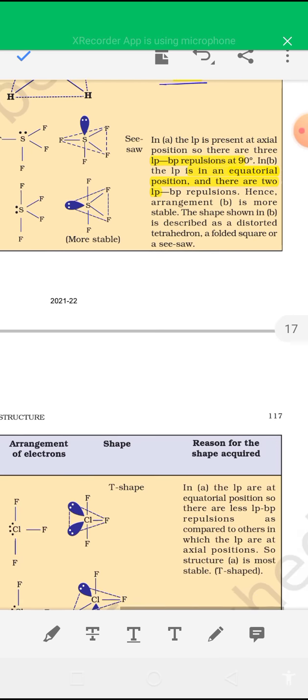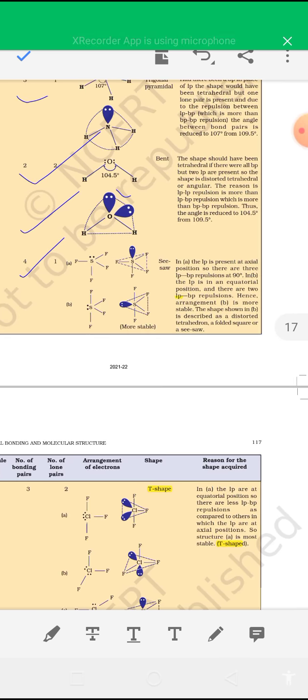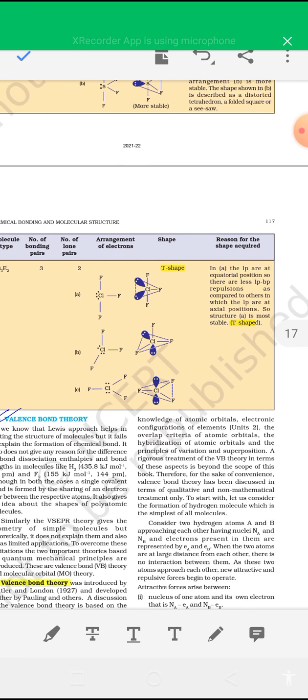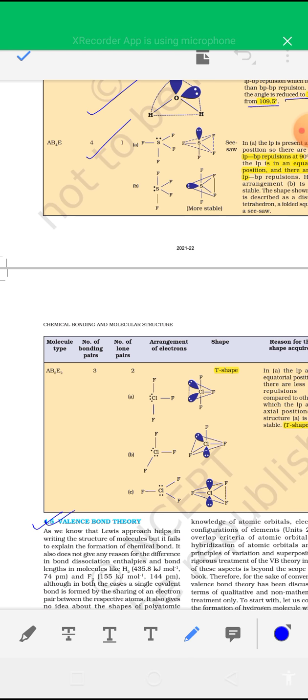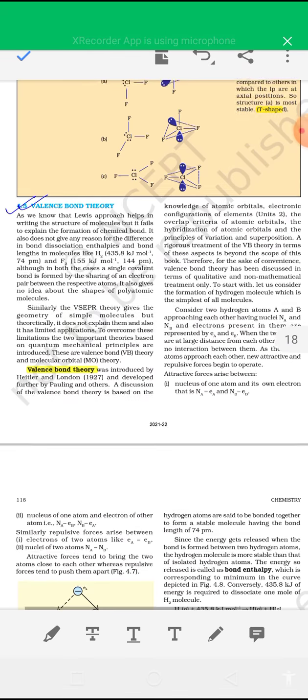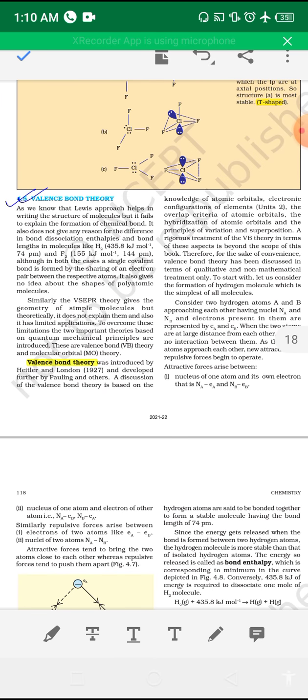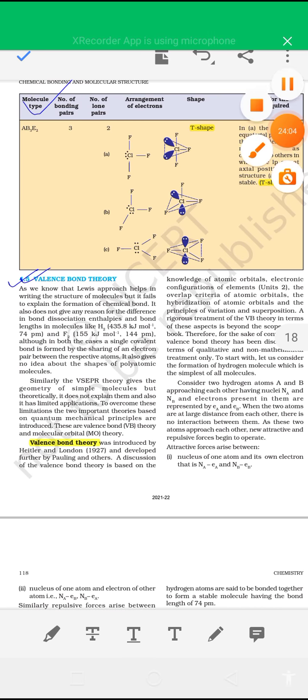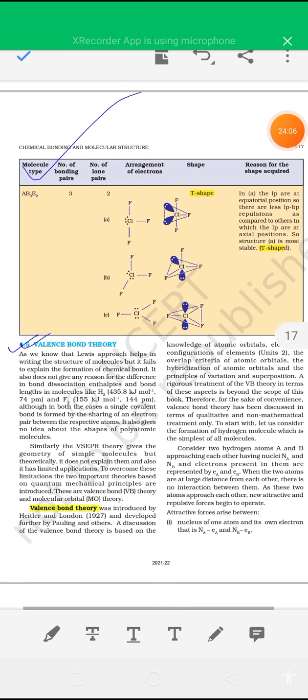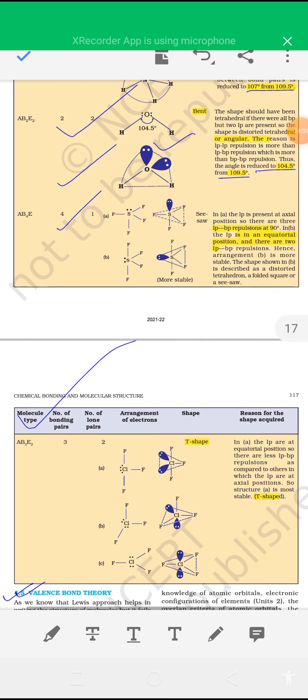So using valence shell electron pair repulsion theory, you can tell the shape of different covalent molecules. All this table you have to read, very important. And the next topic is valence bond theory. I will discuss it in the next class. Thank you, students.